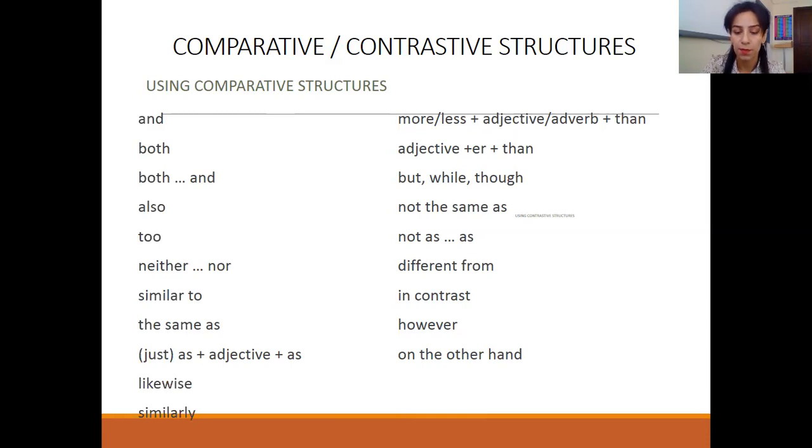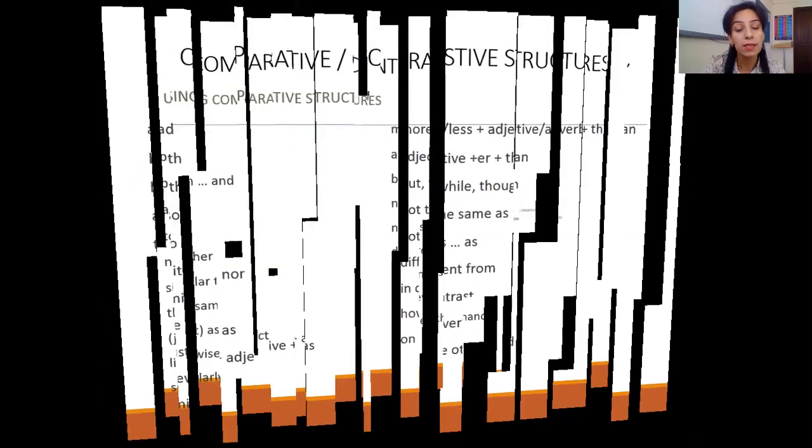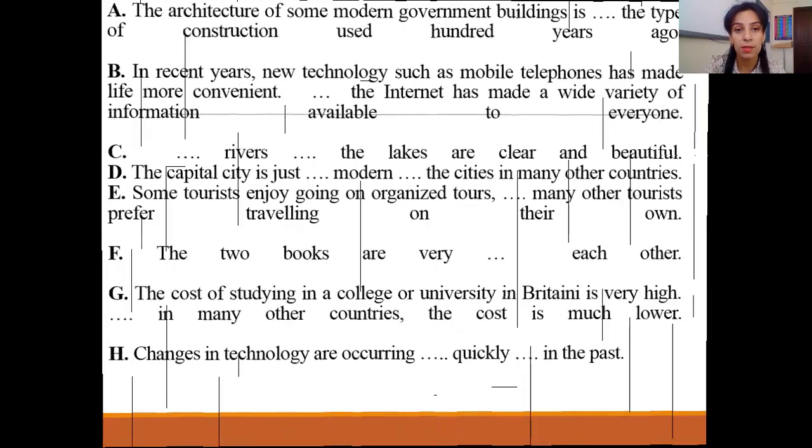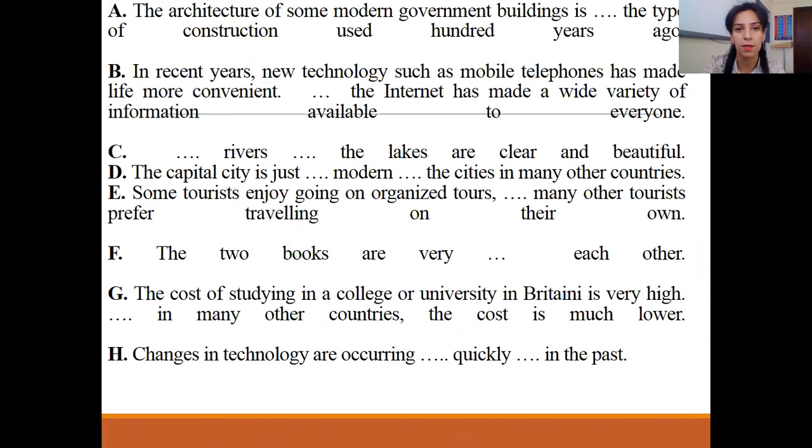Different from, in contrast, however, on the other hand are considered to be comparative and contrastive structures. Now, let's analyze them and their usage in the sentence. For example, the architecture of some modern government buildings is the type of construction used 100 years ago.